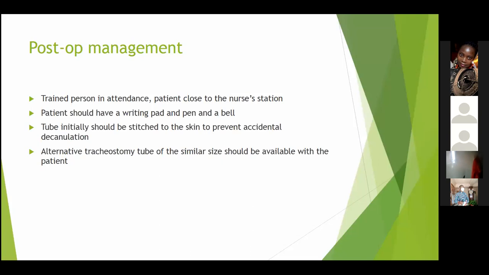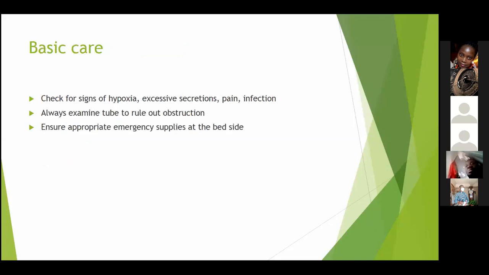Then you should also have suction available, because that is the only way you're going to get the tracheostomy tube cleaned as it is in the patient. You suction around it, suction inside the tube to take out any mucus plugs that can be obstructing the patient. So the basic care, when you're having a patient with a tracheostomy, you should always be able to tell if they are hypoxic, if they're not able to breathe.